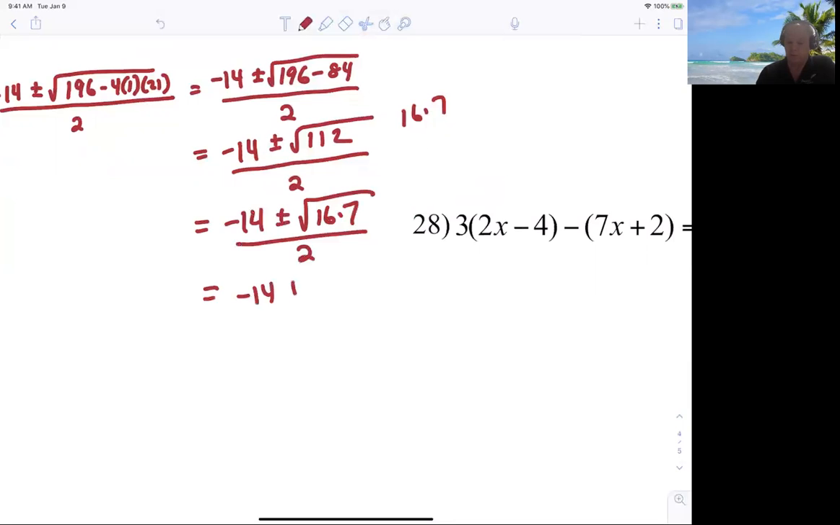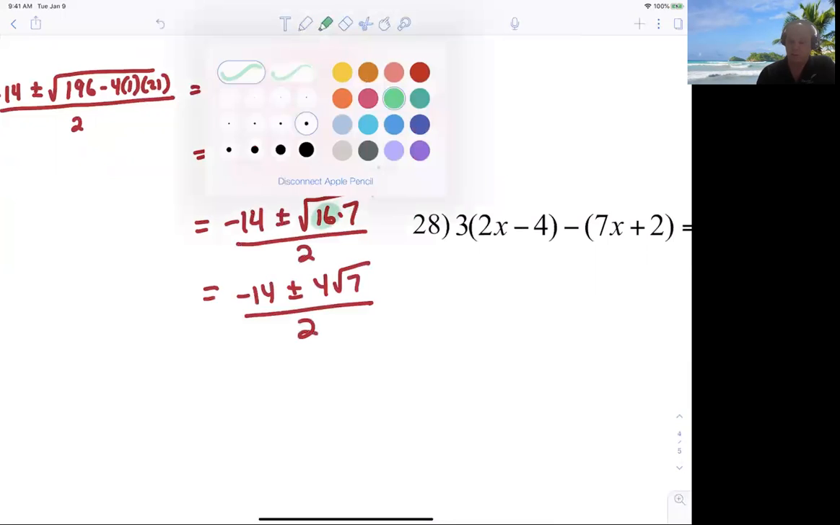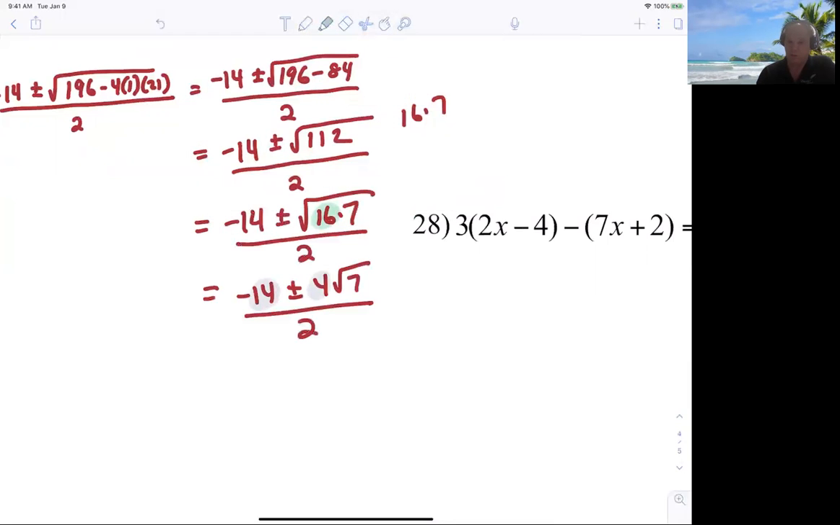Negative 14 plus or minus, remember the square root of 16 is 4. So 4 radical 7, all over 2. Now we can notice that this is divisible by 2, this is divisible by 2, this is divisible by 2. So we can just say, after all that, negative 7 plus or minus 2 radical 7. Okay?